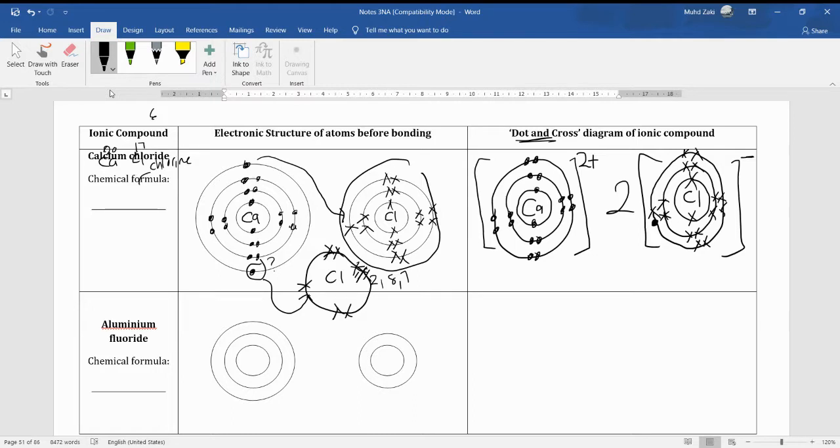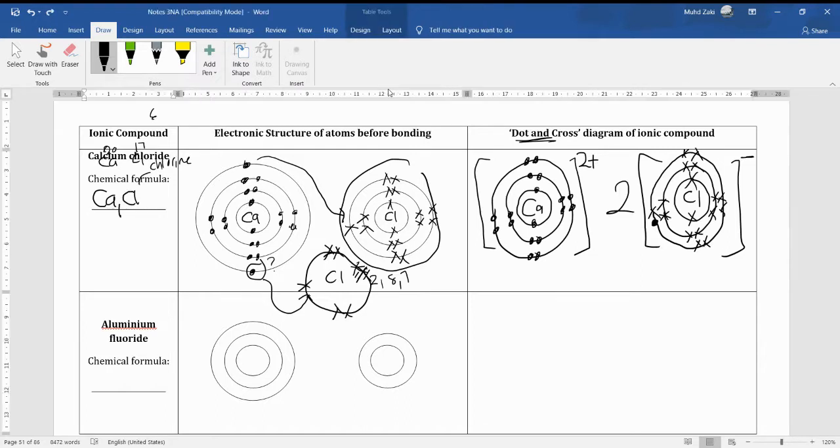Right, so now how do you write down the chemical formula? Now there's 1 calcium ion and 2 chloride ions. So to write down the formula should be Ca1 Cl2, right? But however, in a chemical formula, you don't write down 1. You have to erase this. Okay, so this is the answer.